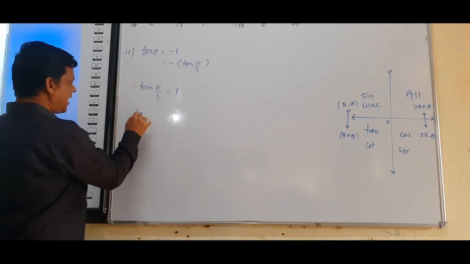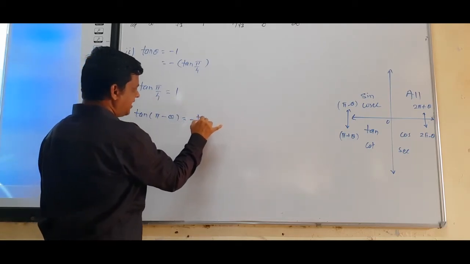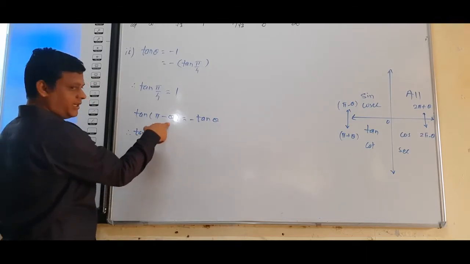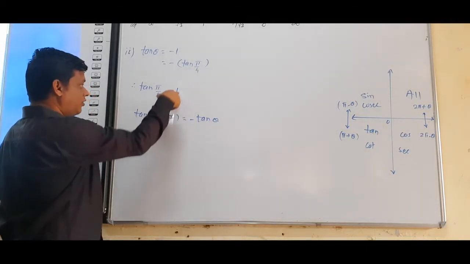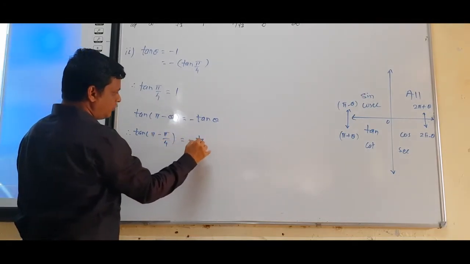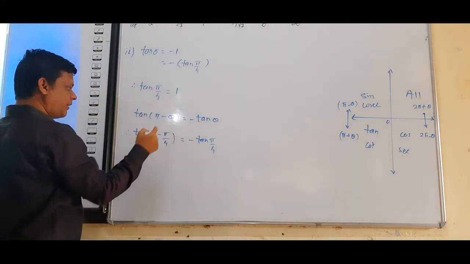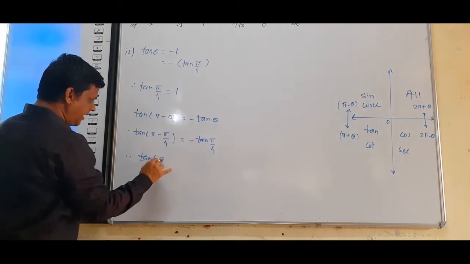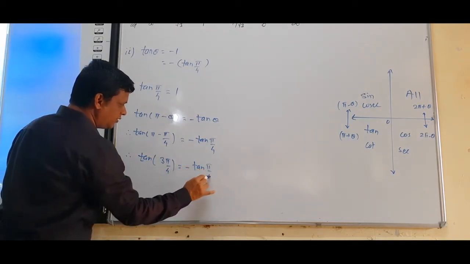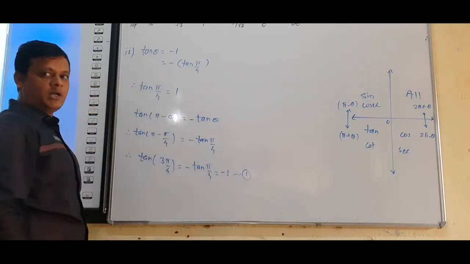So we write tan(pi minus theta) is equal to minus tan theta. Therefore for tan(pi minus theta), instead of theta we have to use the value pi by 4. tan(pi minus pi by 4) equals minus tan pi by 4. Therefore, after cross multiplying, 4 pi minus pi, that is 3 pi by 4, is equal to minus tan pi by 4, which is equal to minus 1. So denote this as equation number 1.